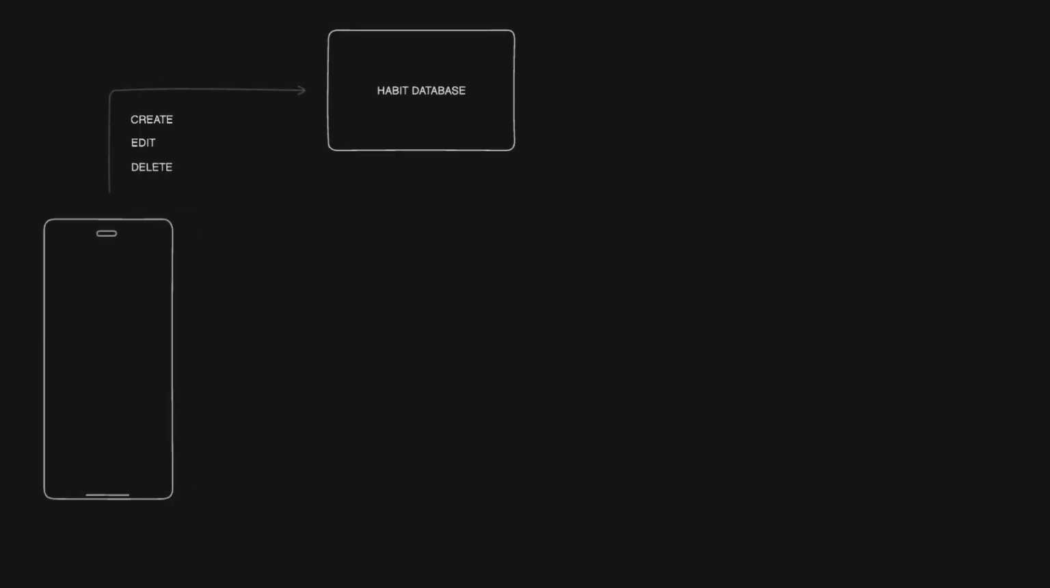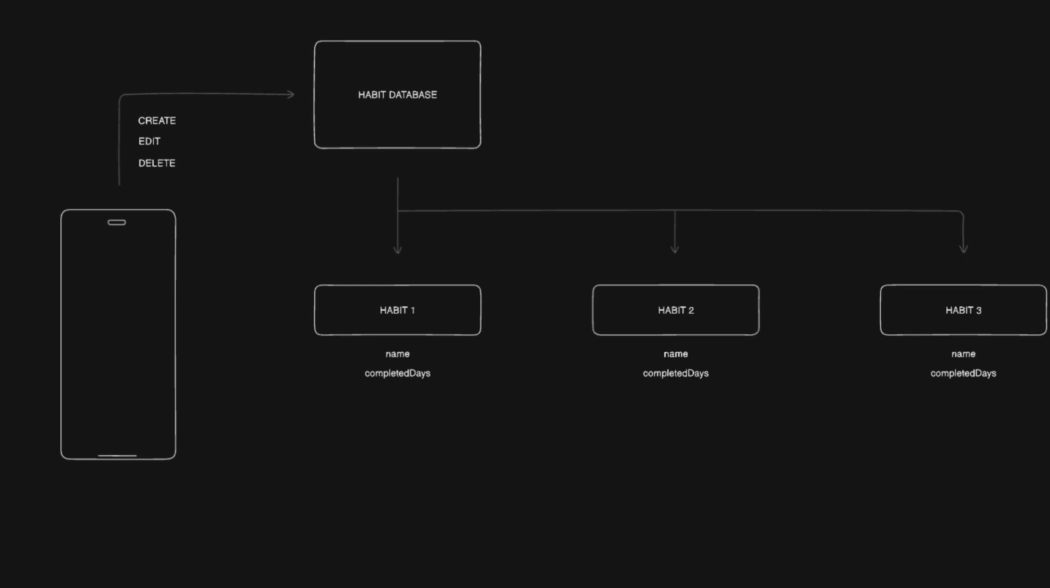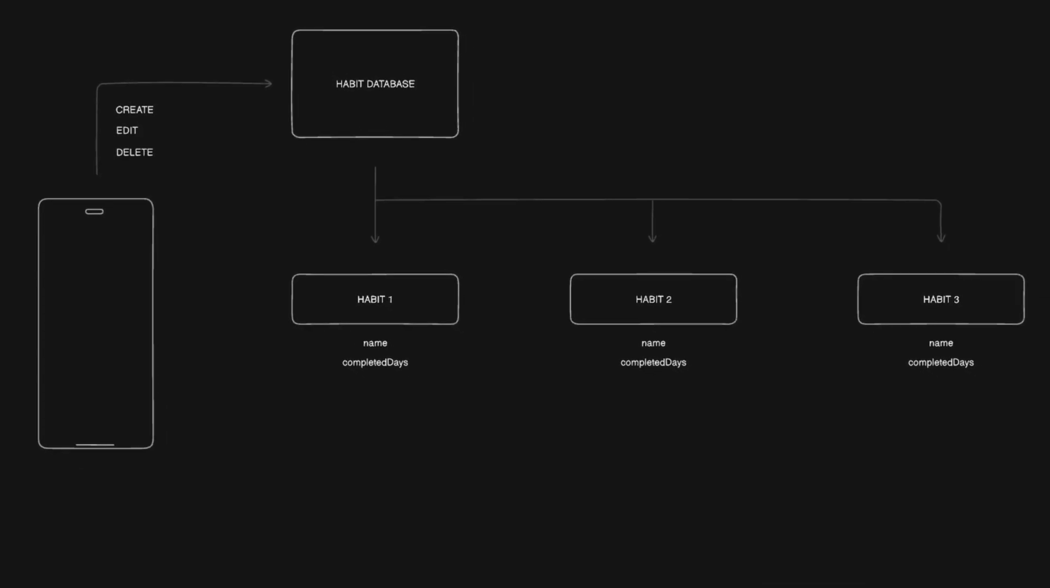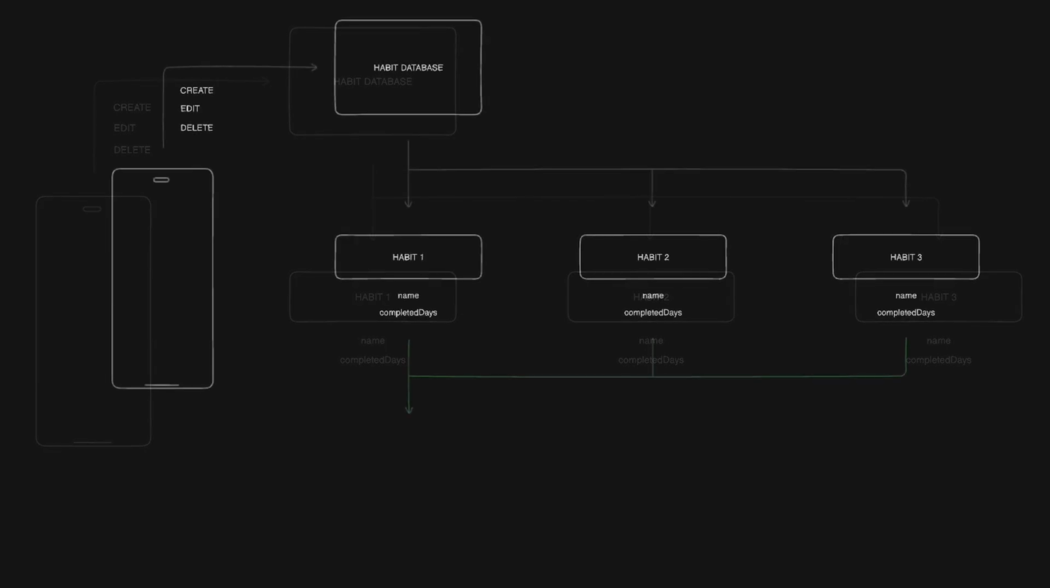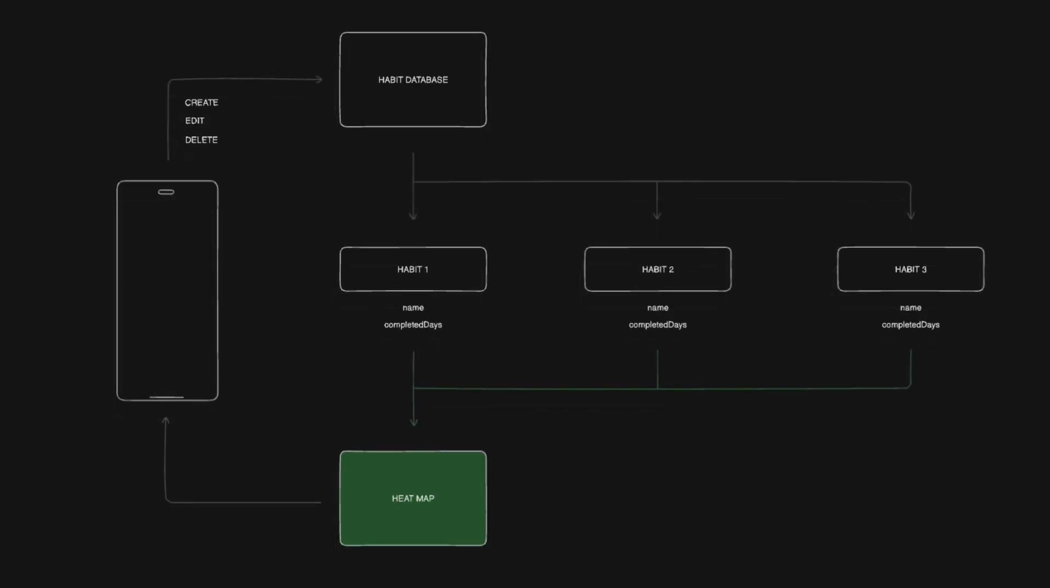Now just before we start coding this up, let's have a look at a quick diagram just to see what we're doing. So from our app, the main functionalities that we want to do is to create a new habit, as well as editing it and deleting the habit. So we're going to do this in our habit database, which is where we're going to store these habits. So let's say, for example, we have habit 1, 2, and 3. Each of these habits should have a name, and also we're going to store a list for the completed days for that given habit. And then we're going to look at this data and then summarize it into a nice heat map and give it back to our app.